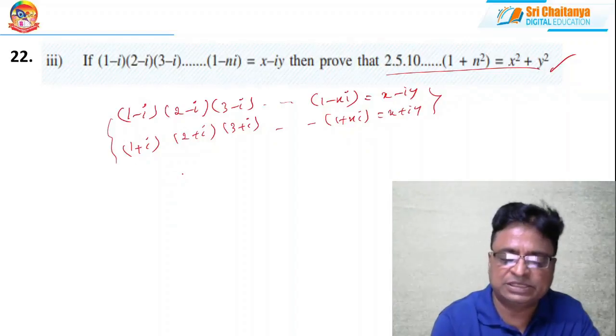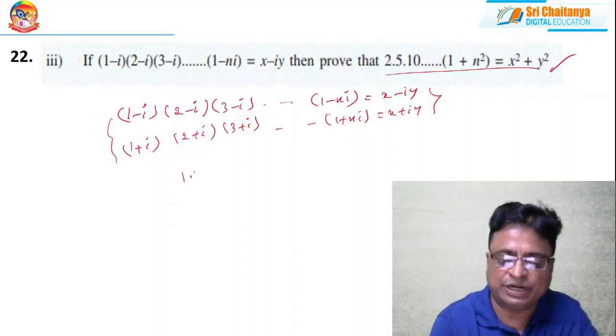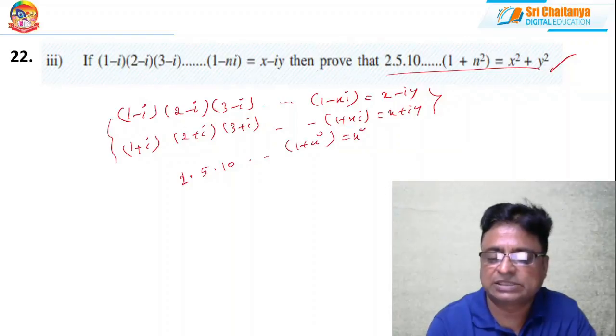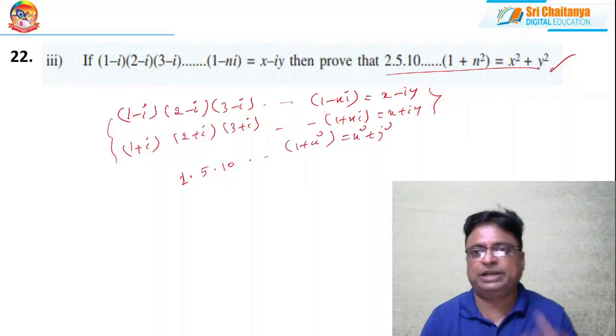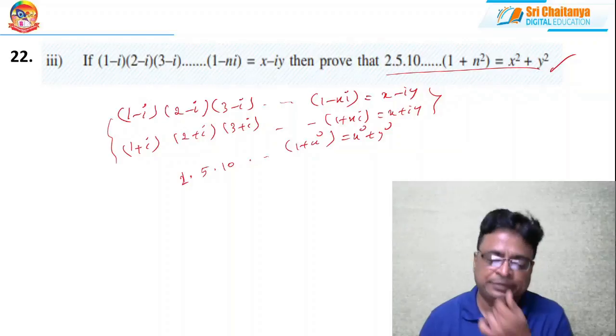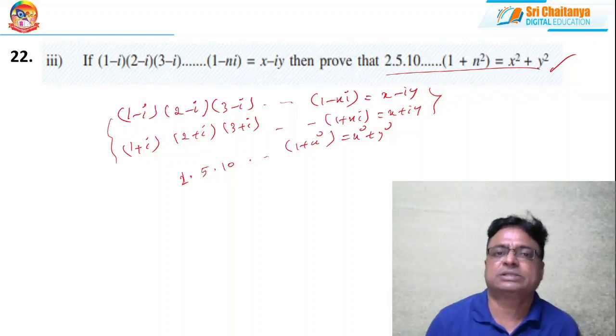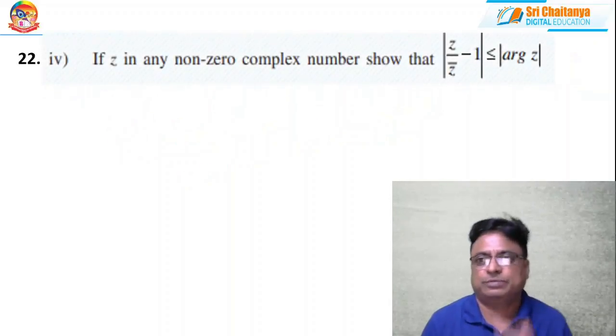So by multiplying, this is 1 square plus 1 square, 1 into 2 square plus 1, that is 5 into, this is 1 square plus 1 square, that is 2 into 5 into 10 into and so on, 1 plus n square equal to what? X square plus y square. So the beautiful point in the question is the answer. Only we are multiplying with the conjugate, then immediately you will get the answer. Clear? Now coming to 22nd, fourth problem.